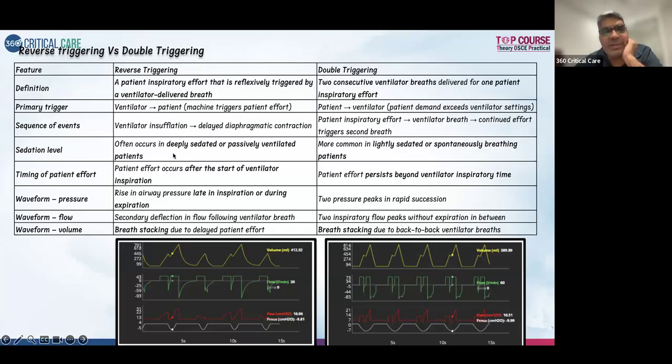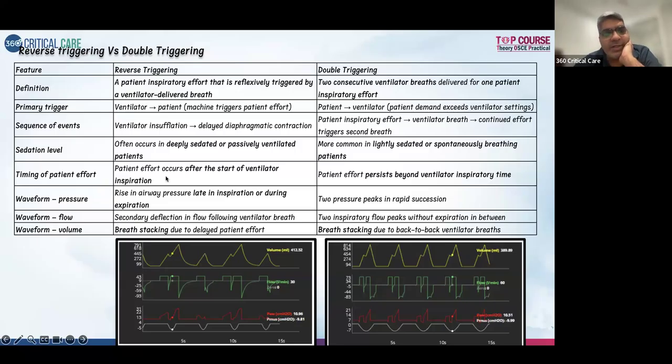Usually for reverse triggering, the patient is very deeply sedated and is passively ventilated because it is a reflex mechanism that is happening. The patient usually does not control it, and in that case the diaphragm is active and it can have some sort of reflex activity. But in double triggering, the patient is fighting. The patient is more awake, lightly sedated, or spontaneously breathing. So the patient has more demand, more awake in case of double triggering.